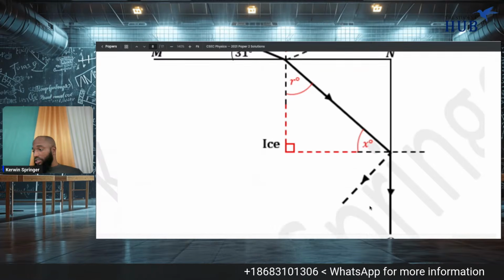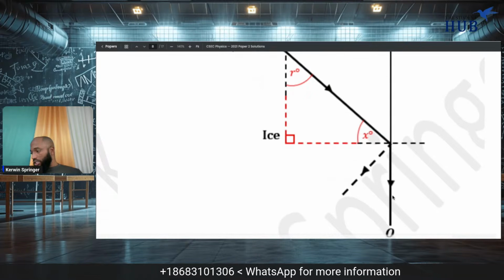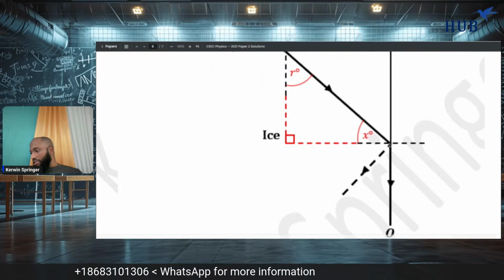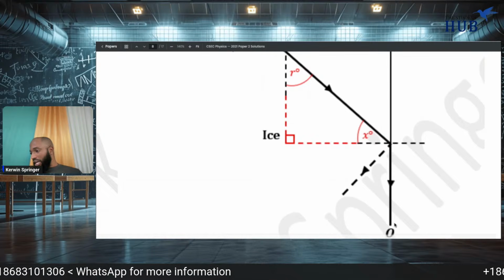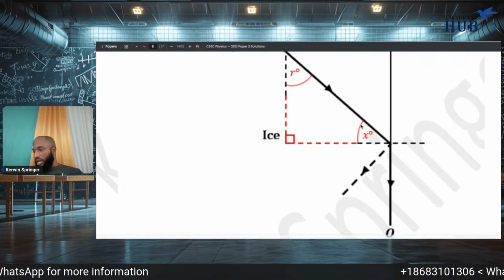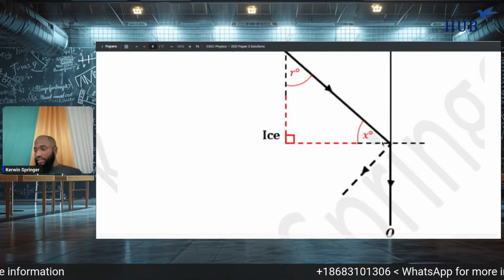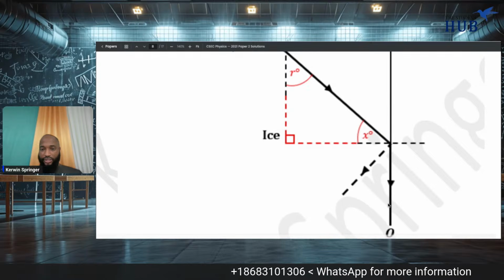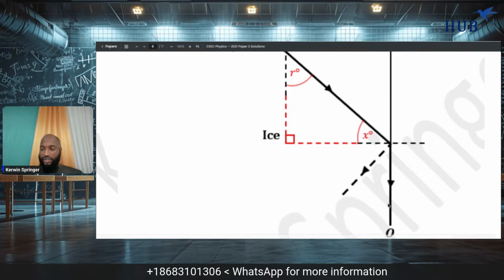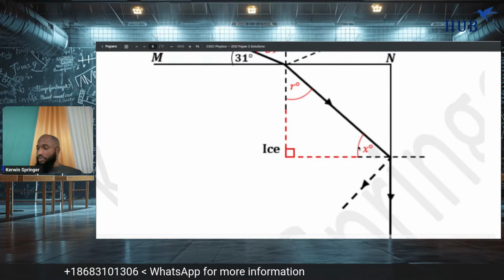So it seems like I'm getting total internal reflection about here. It seems like this is exactly at the critical angle. So I'll label this as my critical angle because I'm seeing this line passing here. They want you to label the critical angle.